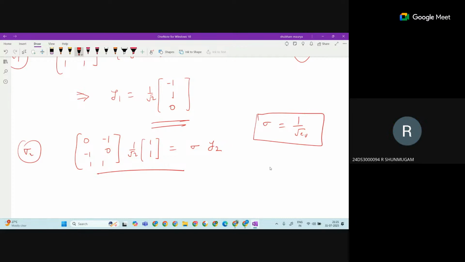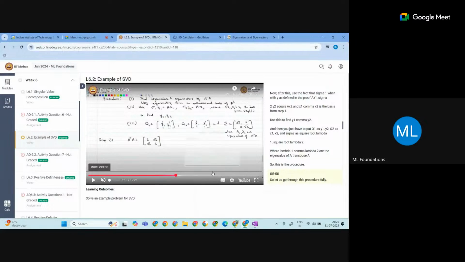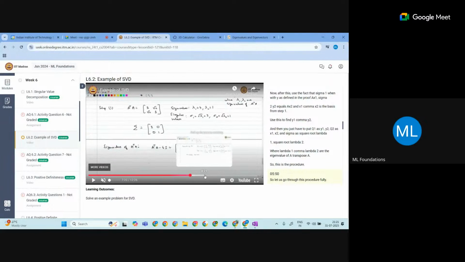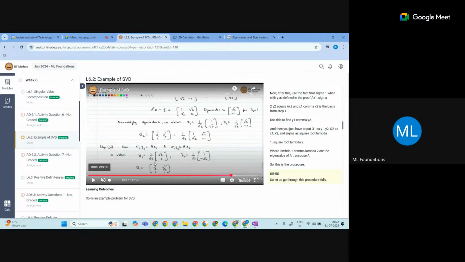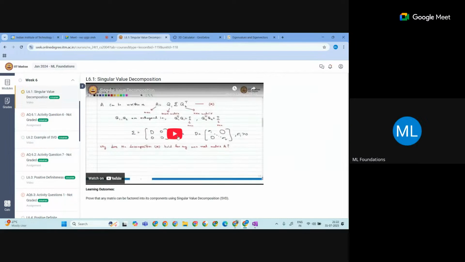Singular values are what? Sigma is root of eigenvalue, right, sir? Yeah, sigma is root of eigenvalues. Let me check it once. Yeah, that is what it is. So you have put 1 upon root of. Just a second. So y1 is equal to 1 by root 3 into sigma. Maybe I missed that. Okay, let me check it once.